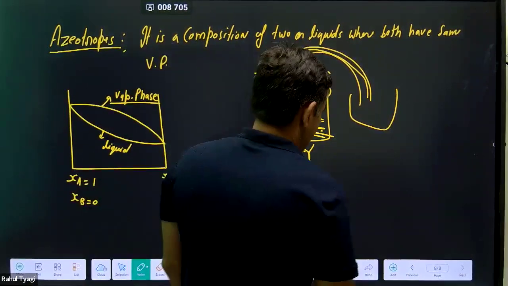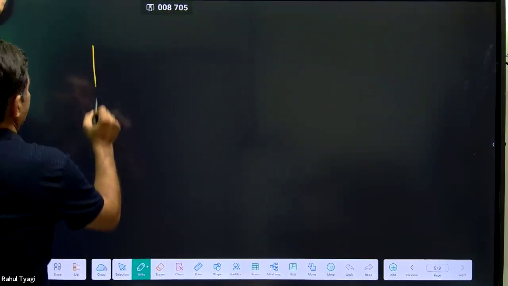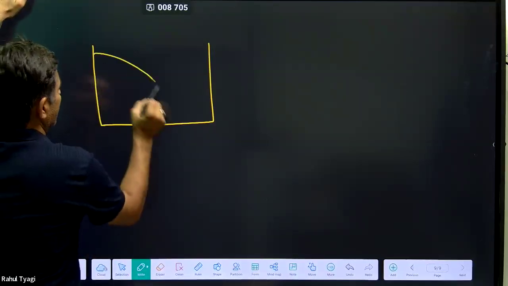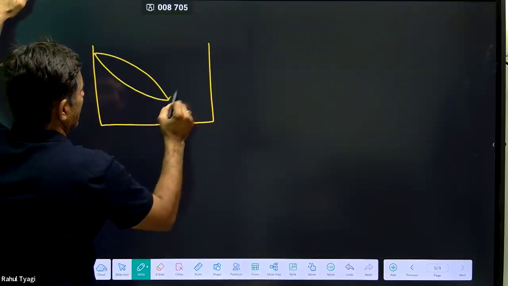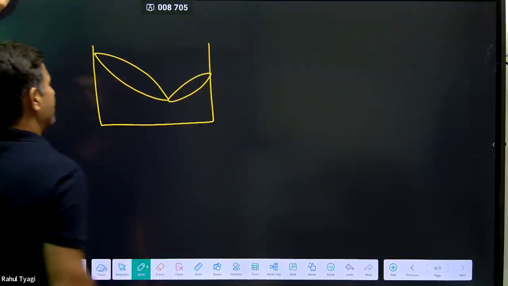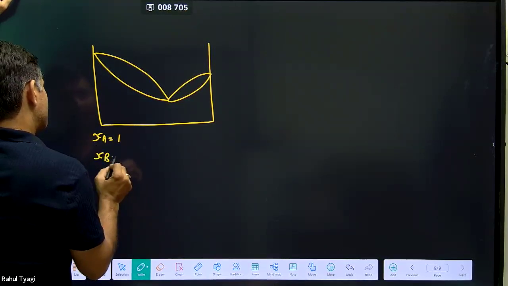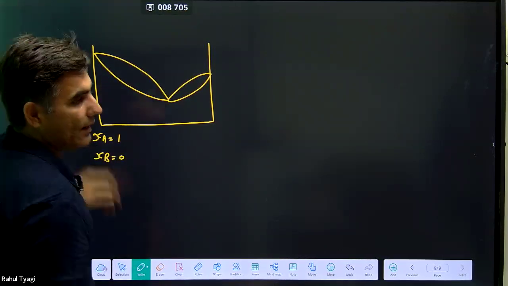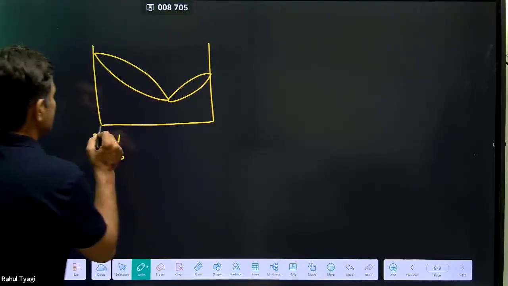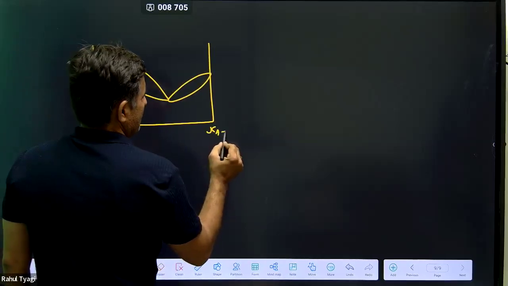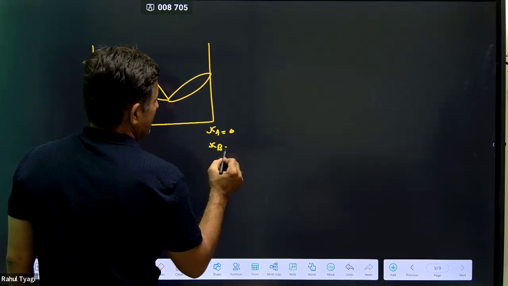Now, again, come to the topic azeotropic. If I draw the graph, XA is equal to 1, XB is equal to 0. Here XA and XB, 1 means only A is there here. XA is equal to 0, XB is equal to 1.